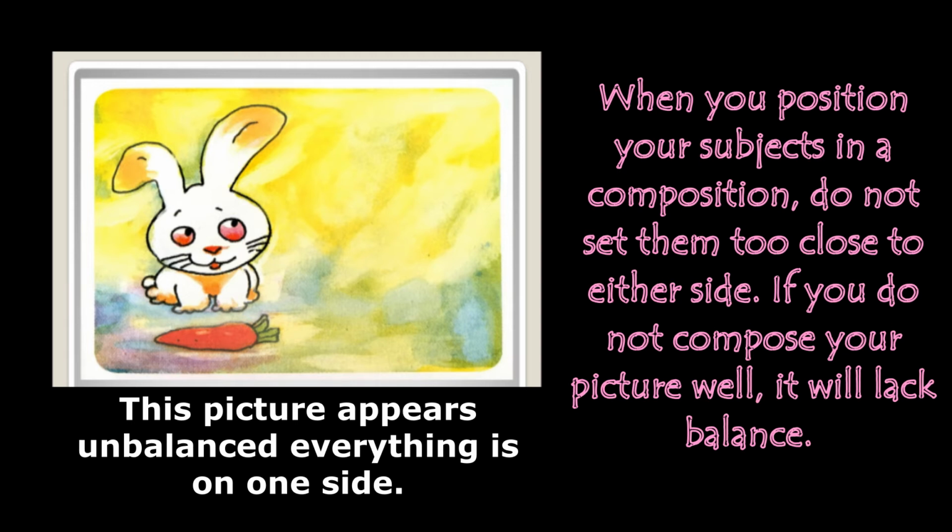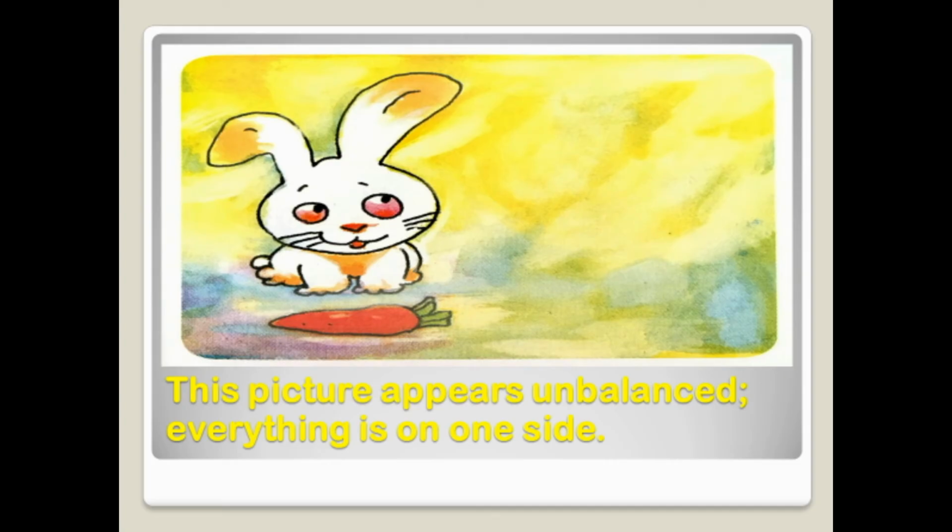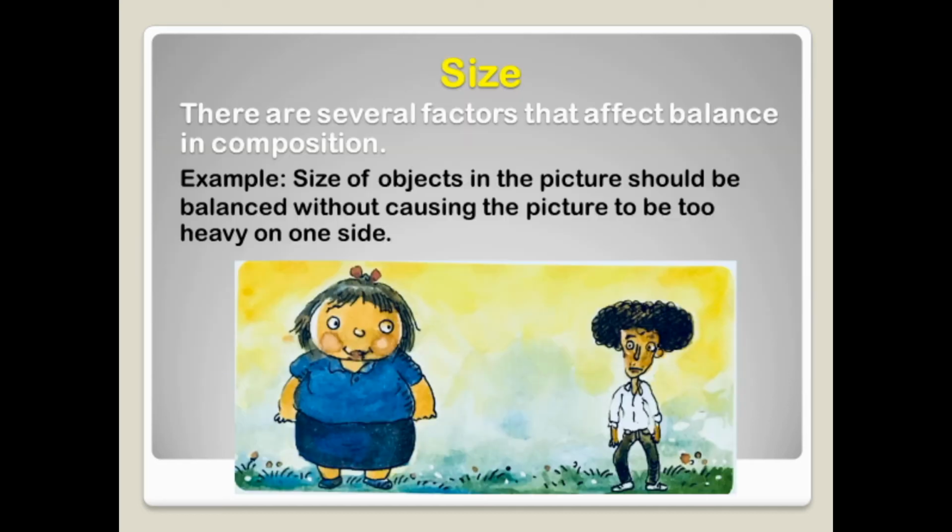Like this picture on your screen. This picture appears unbalanced. Everything is on one side. So you need to add an object on the other side to make your picture balanced. Or if you just want to draw one object, don't place it to the side. You place it in the center to make your artwork balanced.